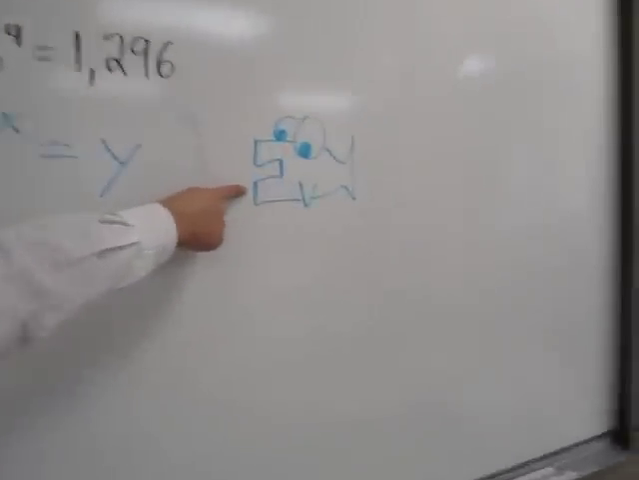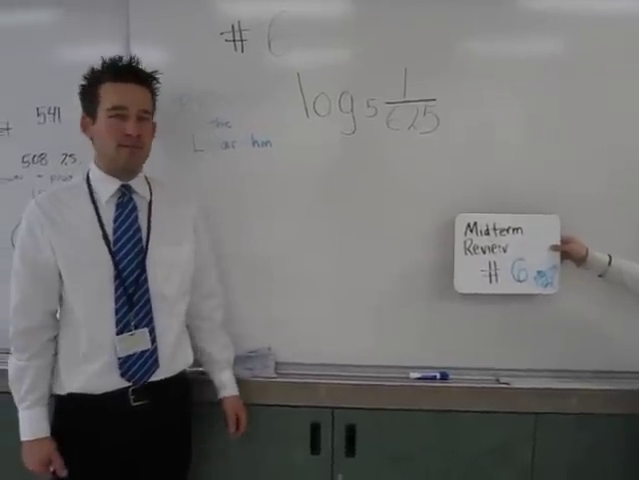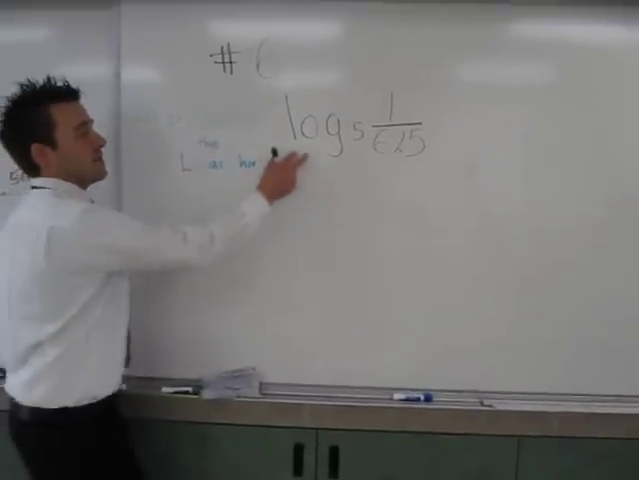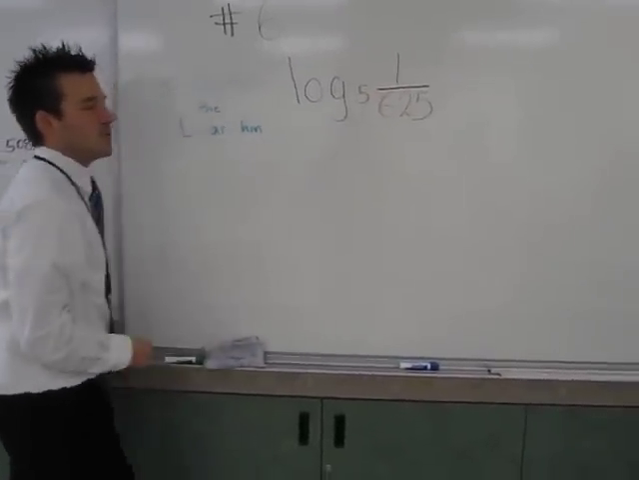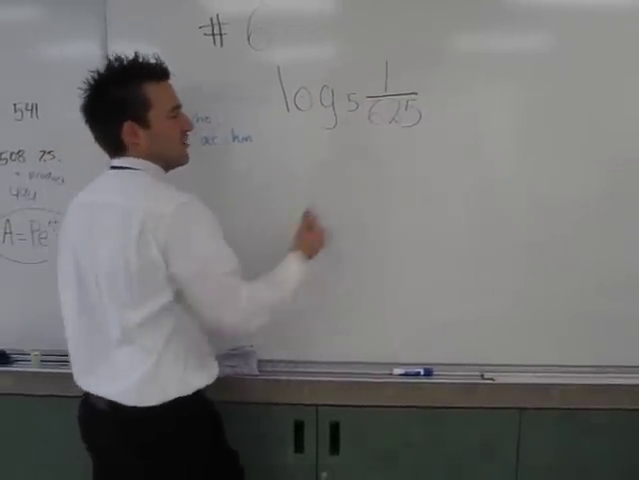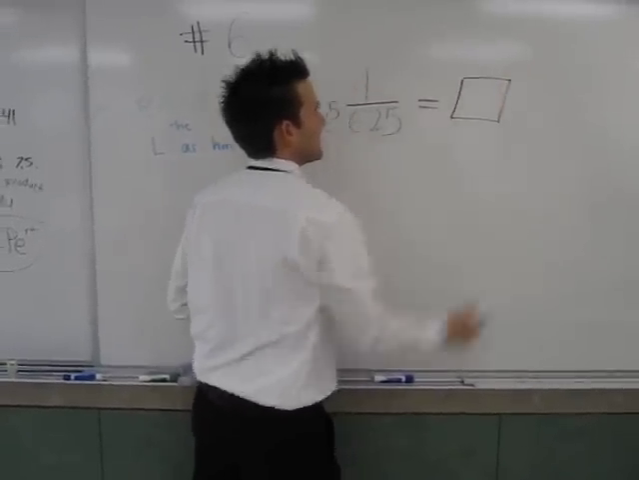And this is a fish. This is for midterm review problem number 6. Here we need to evaluate the logarithm, log base 5 of 1 over 625. Evaluate means, what does this equal? So we'll say this equals something.